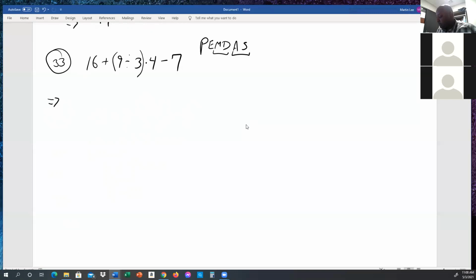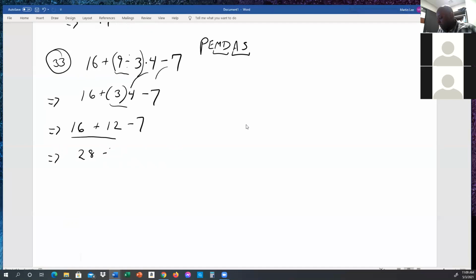So this will give me 16 plus 9 divided by 3 is 3 times 4, then minus 7. So this is 16 plus 3 times 4, which is 12, then minus 7. 16 plus 12 is 28, minus 7. And 28 minus 7 is 21.